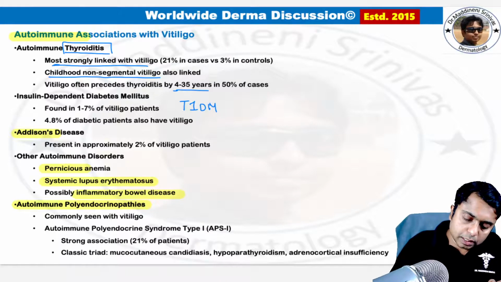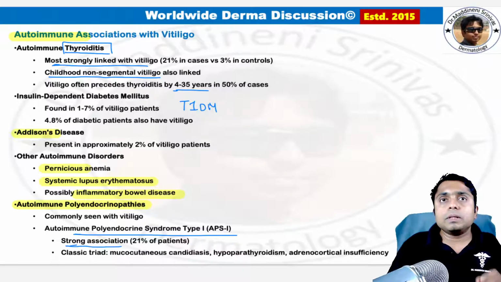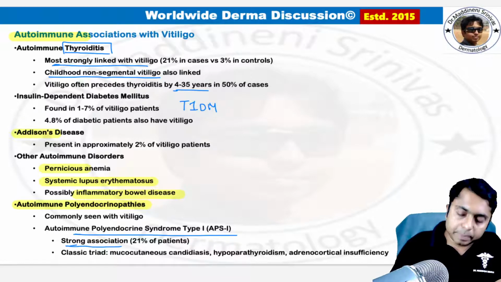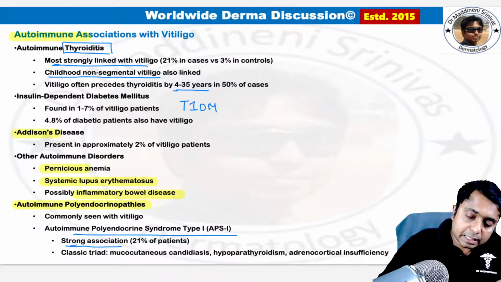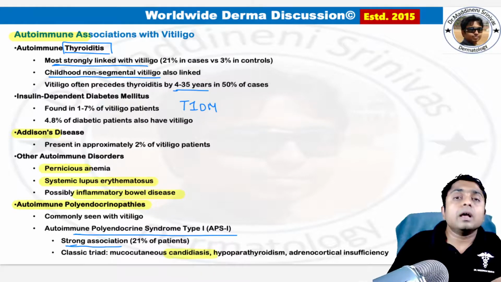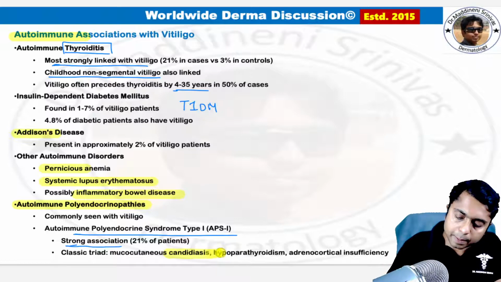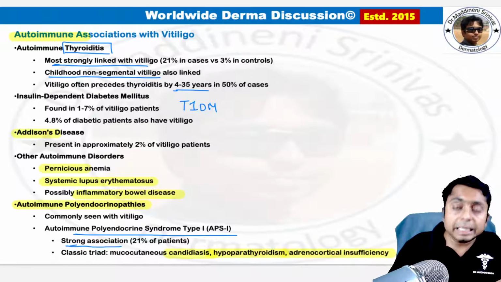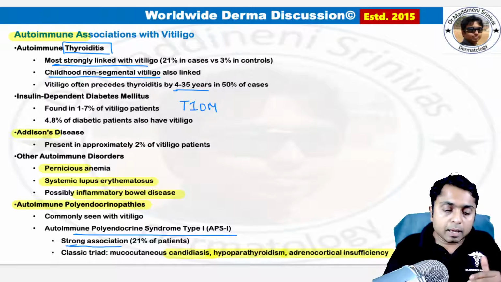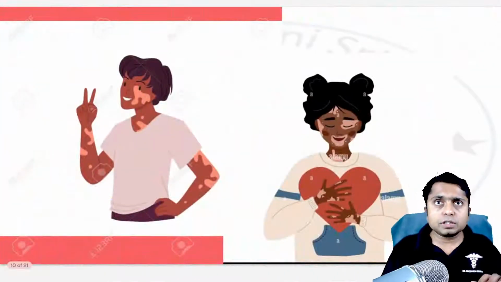So what are those? Autoimmune polyendocrine syndrome type 1 has a strong association. And what will be the classic triad in these patients? There can be candidiasis, again an important mucocutaneous finding, hypoparathyroidism, and adrenocortical insufficiency. So these are all the points pertaining to autoimmune associations of vitiligo.